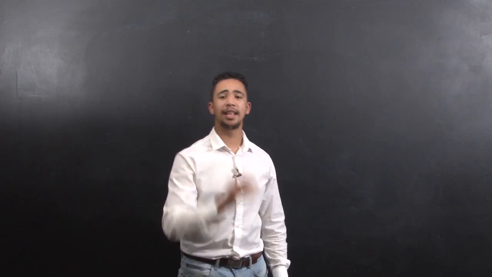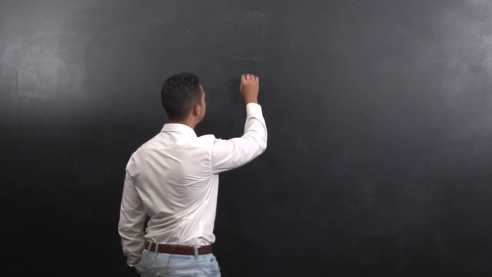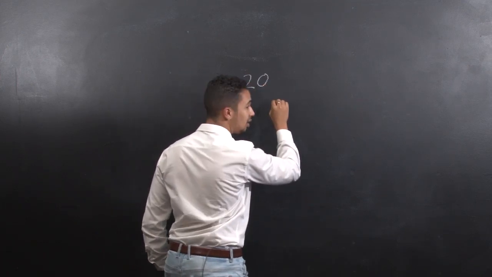Now we are at the topic of scientific notation, which is a way to simplify either really big numbers or really small numbers. Let's take a look at some examples. Let's take the number 2 billion and simplify it using scientific notation. 2 billion, many zeros.